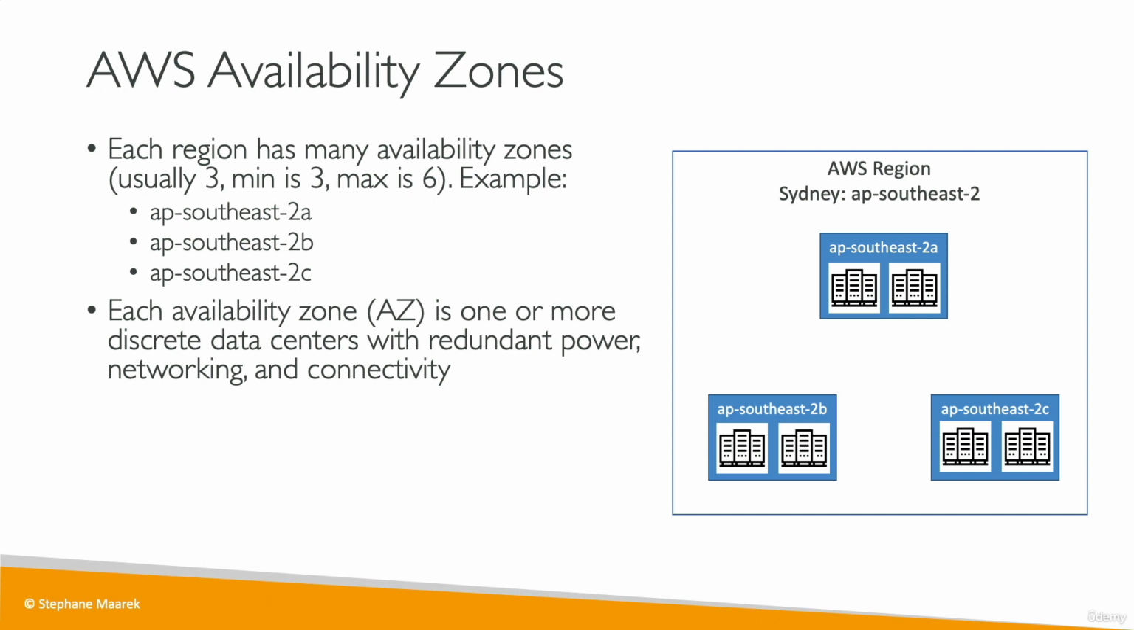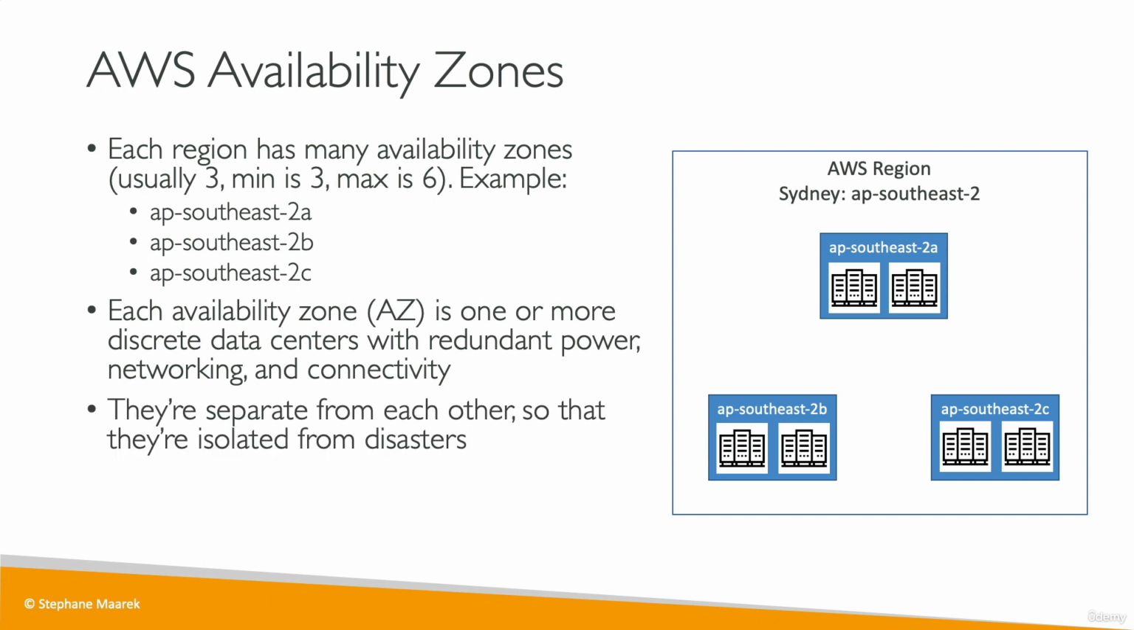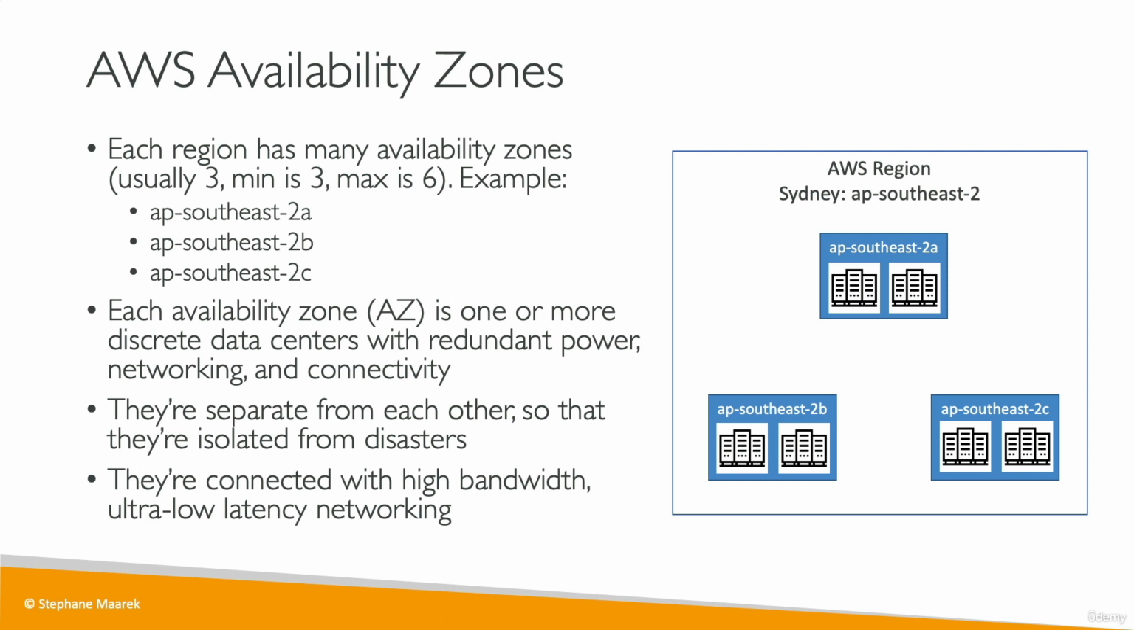But what we know is that these availability zones are separate from each other so that they will be isolated from disasters. So if something happens to ap-southeast-2a, we know that it is designed not to cascade into ap-southeast-2b or ap-southeast-2c. So they're really isolated from disasters. And then these data centers, these availability zones, are connected with high bandwidth, ultra low latency networking, and therefore all together being linked together, they will form a region.